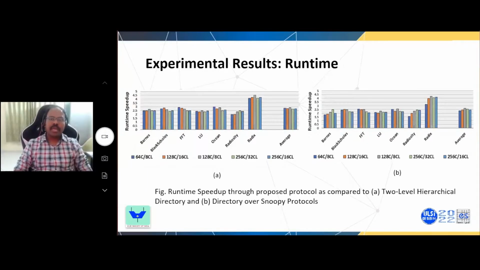Next, we evaluate the efficacy of the proposed protocol using application runtime, wherein the completion of the overall application runtime is compared across the proposed protocol and the existing protocols.